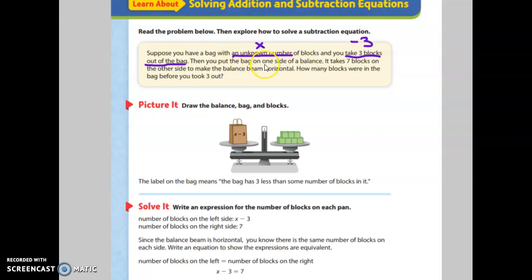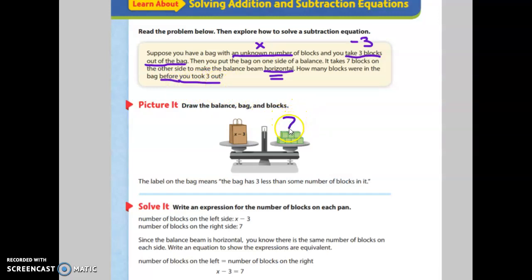Then you put the bag on one side of a balance. It takes 7 blocks on the other side to make the balance beam horizontal. We've talked about what this term means before. Horizontal, when we're talking about a balancing beam, means equal. So both sides weigh the same amount. How many blocks were in the bag before you took out 3? So when the bag had all of its pieces in it.